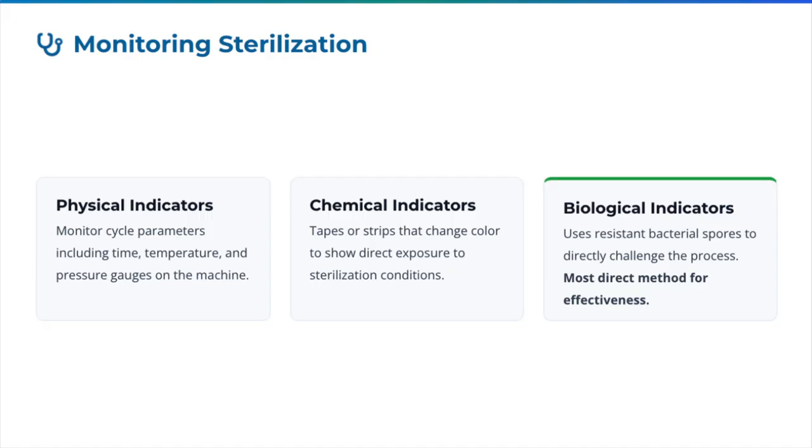Sterilization must be monitored using 3 types of indicators: physical indicators like gauges, chemical indicators for direct exposure, and biological indicators, which are the most direct method to confirm effectiveness by challenging the process with resistant spores.